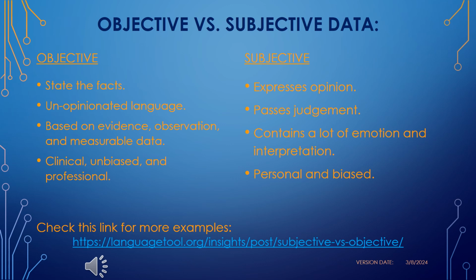What we need from staff is objective data and objective language. So, what is objective information? Objective information is unbiased, it's based on evidence, observation, and measurable data, and the language used sounds clinical and professional. Simply speaking, we want staff to state the facts. Now, it's important to clarify that we do not expect staff to speak or write like robots.